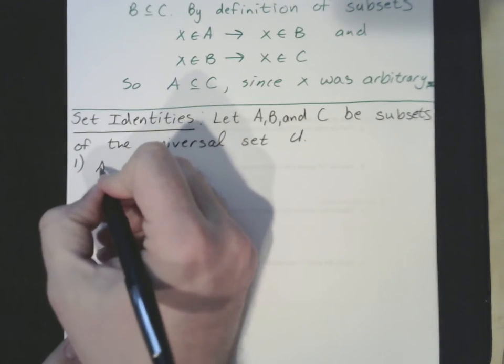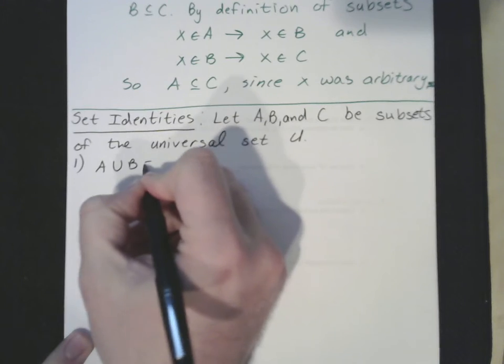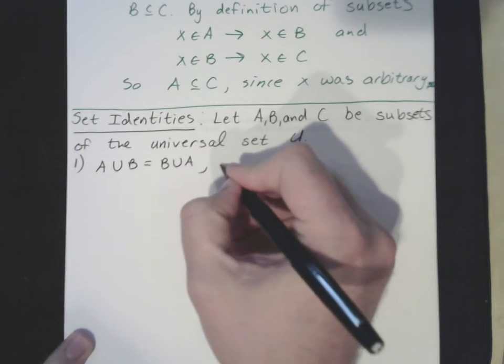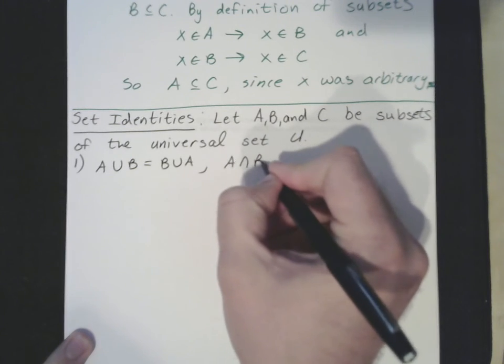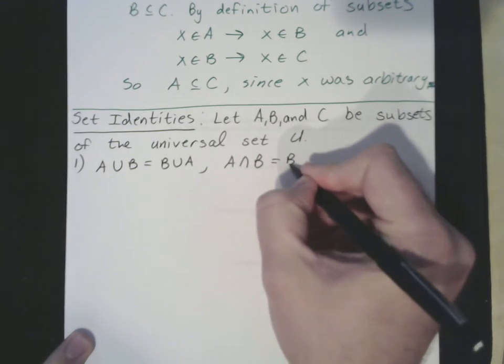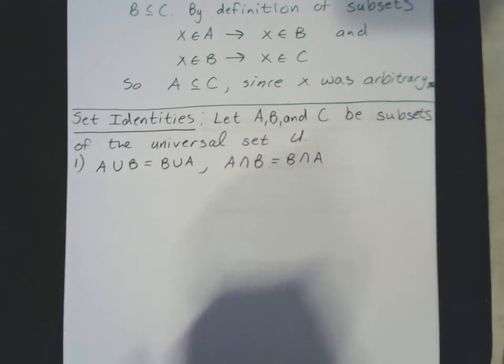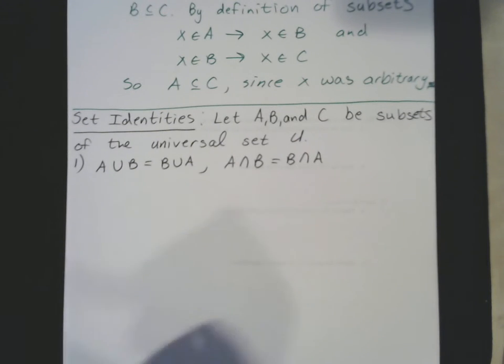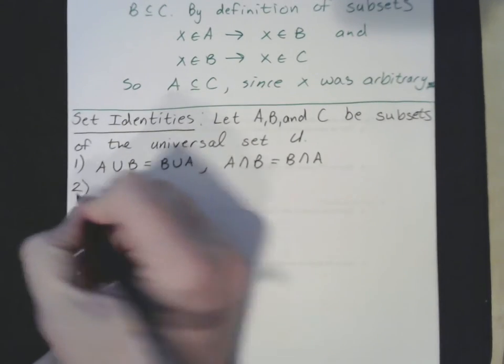So the first is A union B is B union A, and A intersect B is B intersect A. And so this is commutativity. If you union two sets, it doesn't matter which one came first. If you intersect two sets, it doesn't matter which one came first.